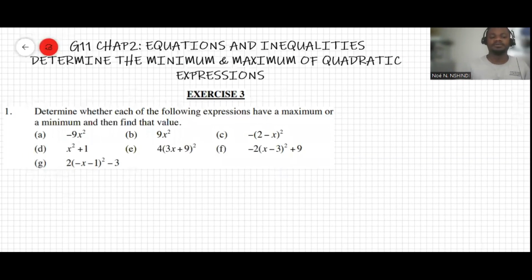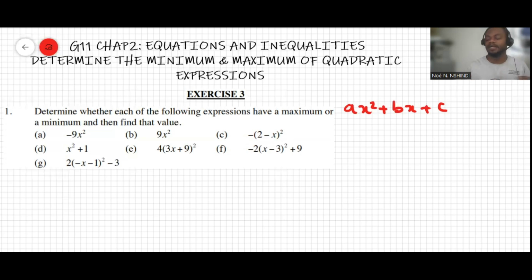Well, now we're going to do exercise 3 that says determine the minimum and maximum of quadratic expressions. Exercise 3 says determine whether each of the following expressions has a maximum or a minimum, and then find the value. Let me recall that quadratic expressions are of the form ax squared plus bx plus c. This type of expression has either one minimum or one maximum.